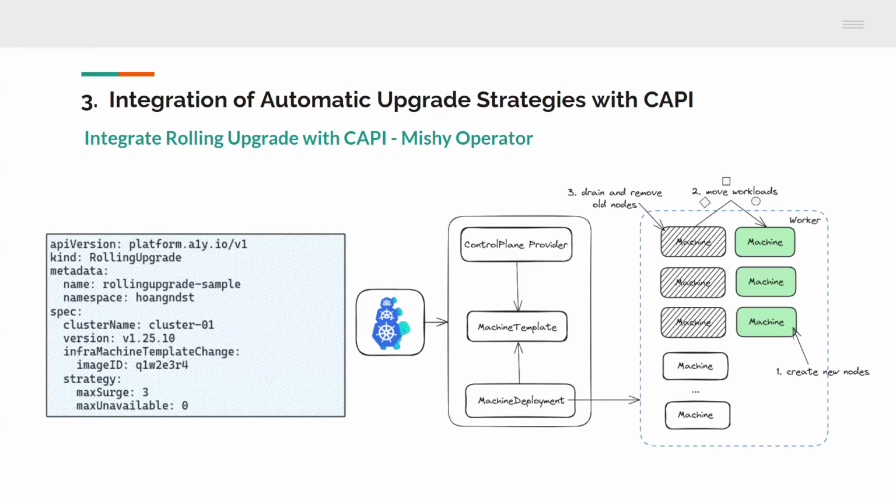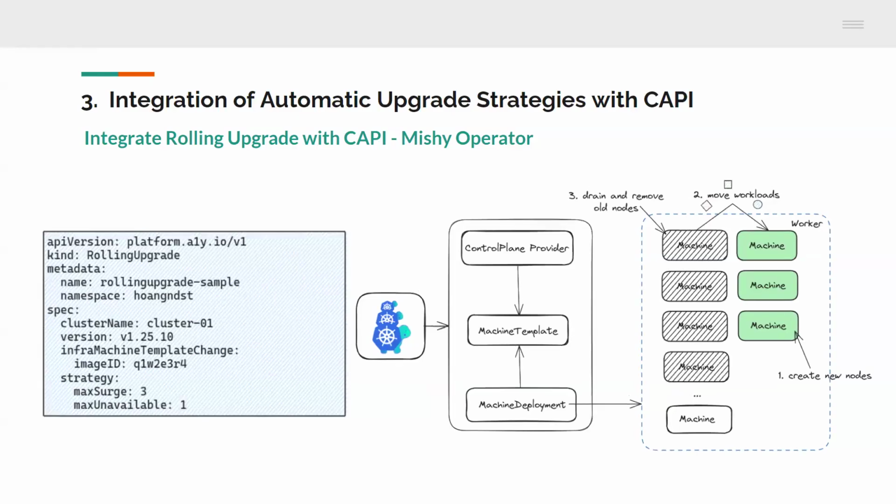It works like the previous slide: you create new nodes, and the workload moves from the old nodes to the new nodes, and then it will drain the old nodes once the workload is ready on the new ones. If max unavailable is 1, we will create the 3 nodes, and we can drain the 4 old nodes.